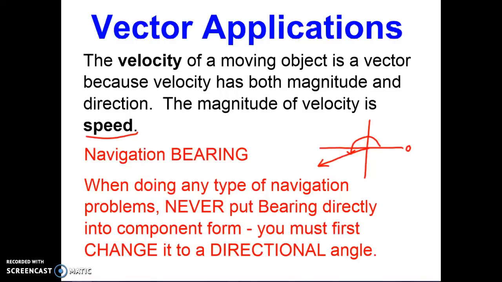Hello guys, we're going to do vector applications today. The velocity of a moving object is a vector because velocity has both magnitude and direction. The magnitude of velocity is speed. When we're doing any type of navigation problems, just make sure that you are using the directional angle when you're putting your vector into component form.